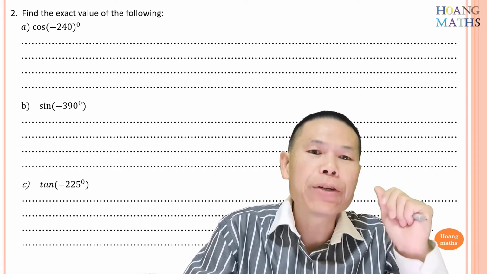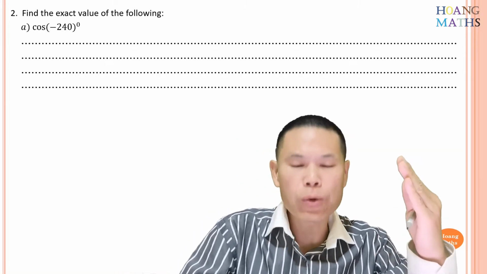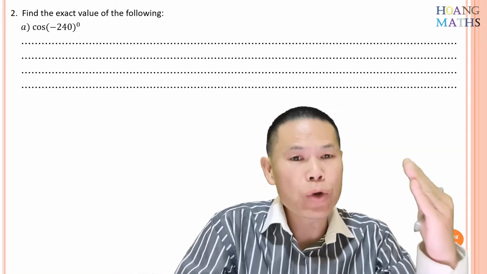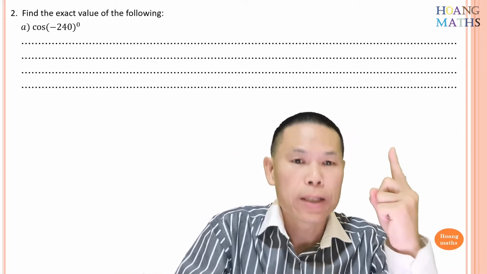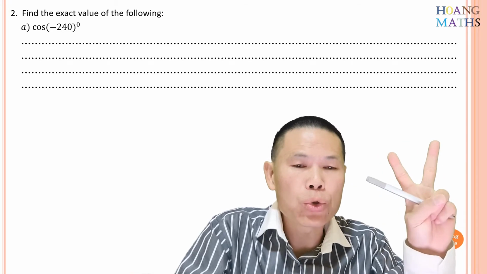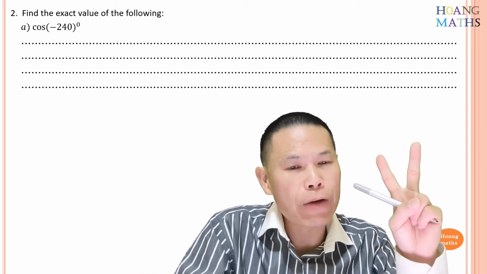Hi, I'm back. How did you go? So let me go through them with you. So first one, cos of negative 240 degrees. So step number 1, we need to draw a diagram first. And step number 2, we need to work out the reference angle. Okay, and then we'll work out from there.